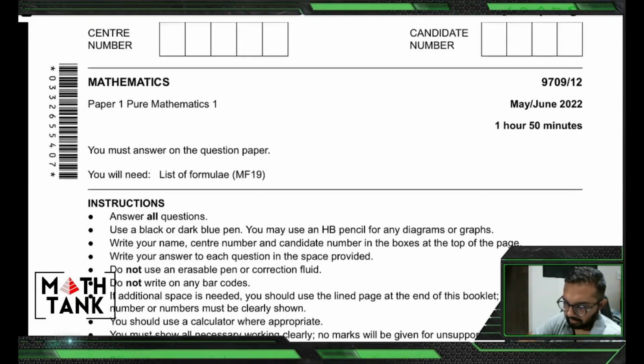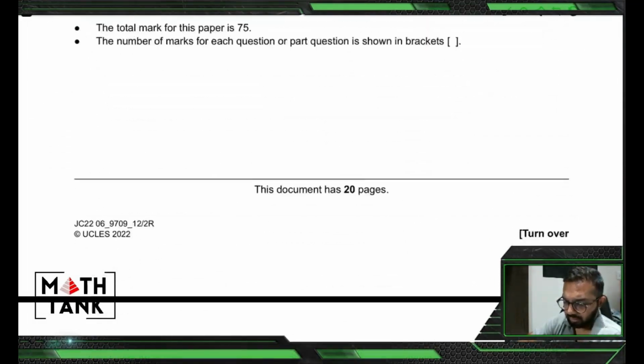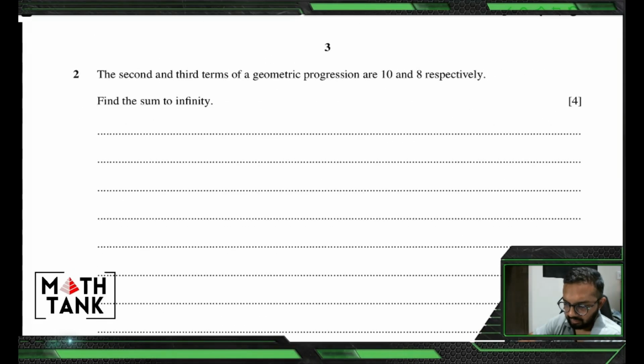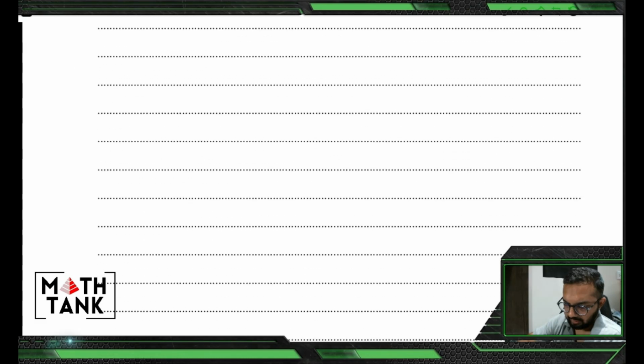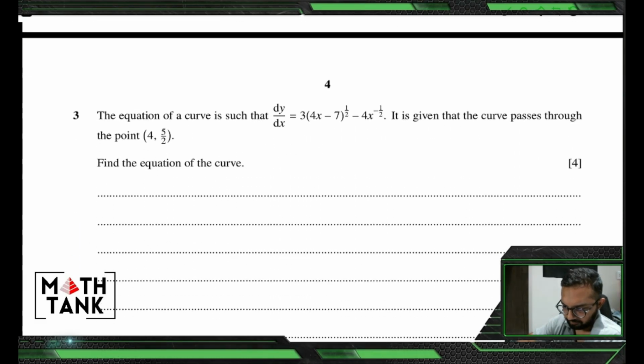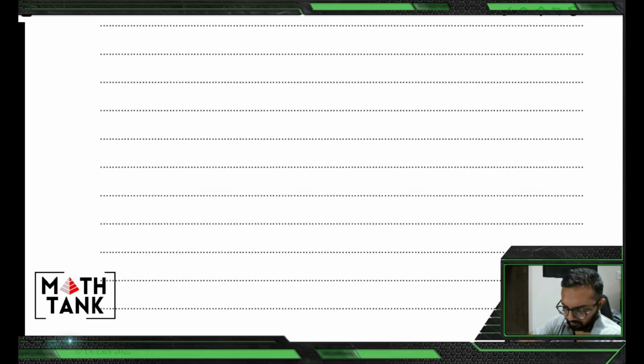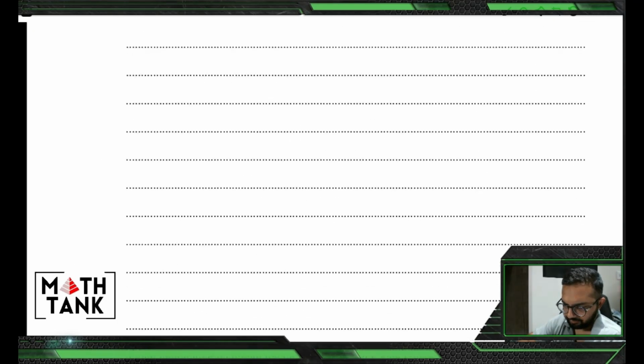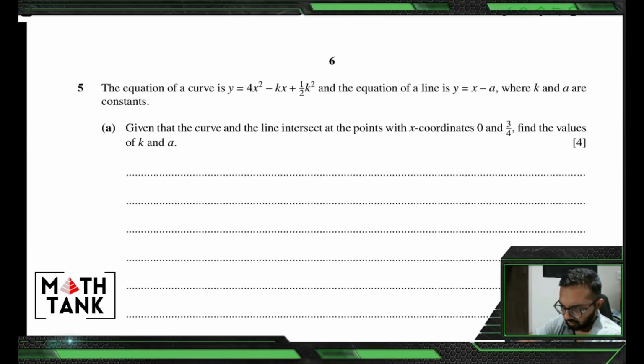Okay, on to the next paper. It's May June 2212. Let's see what interesting questions are there. I think this is a fairly simple question that is again not something very challenging. Again, a reasonable question. This is also fairly simple. I think this is also fairly simple.